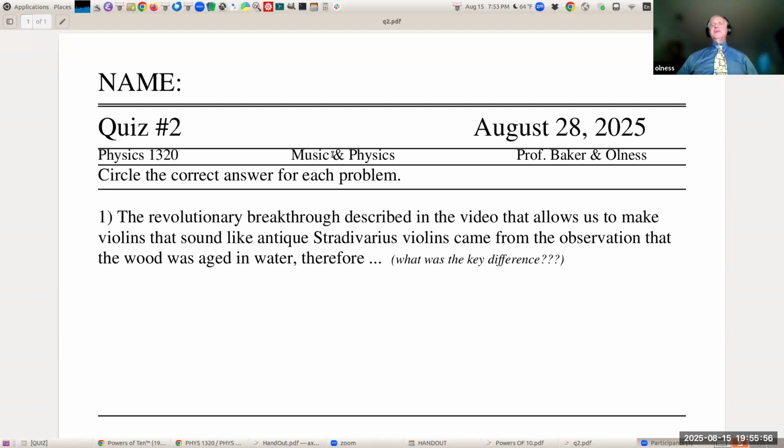So this basically is just asking a few questions about the NOVA video that we had you watch. The revolutionary breakthrough described in the video that allows us to make violins that sound like antique Stradivarius violins came from the observation that the wood was aged in water, and therefore what? We don't want a novel, we just want the basic element there. The key difference is that because it was aged in water, the bacteria ate away these cell membranes.